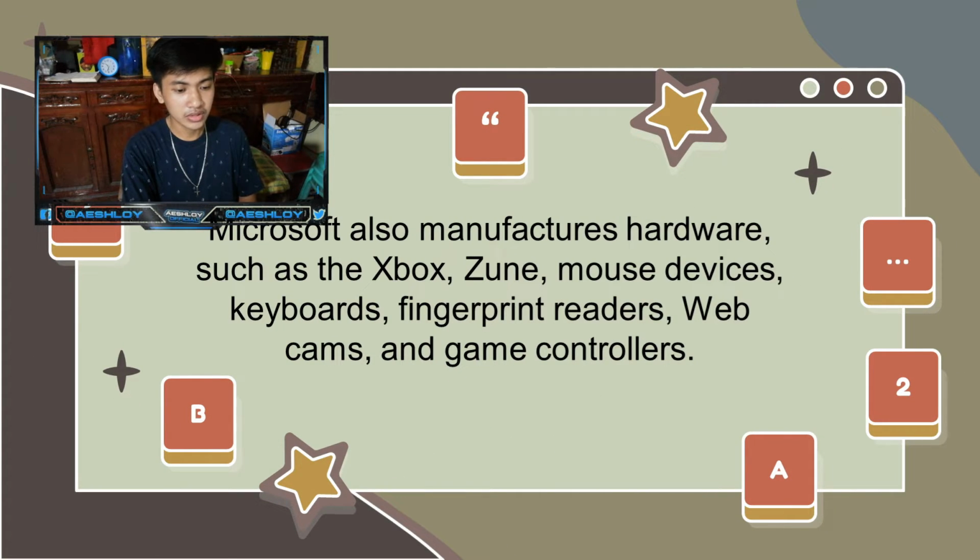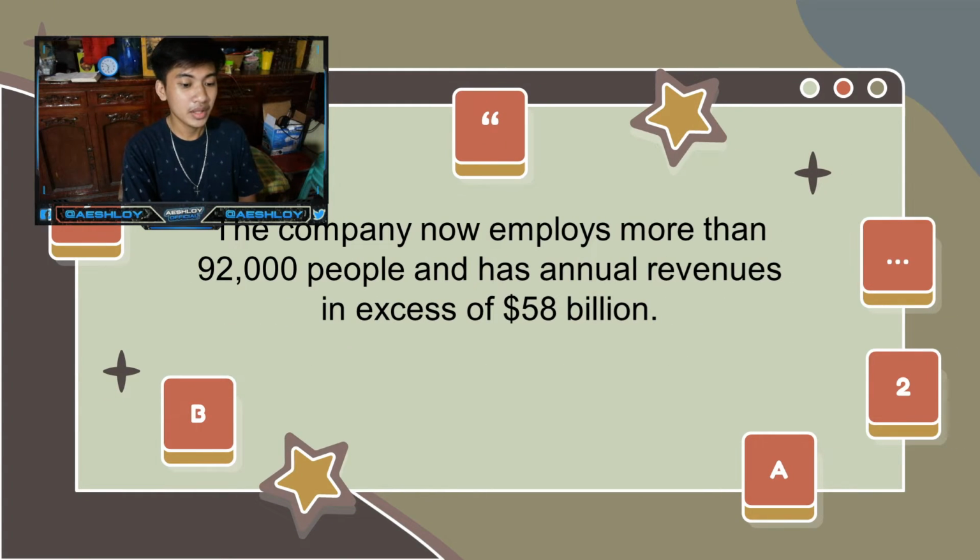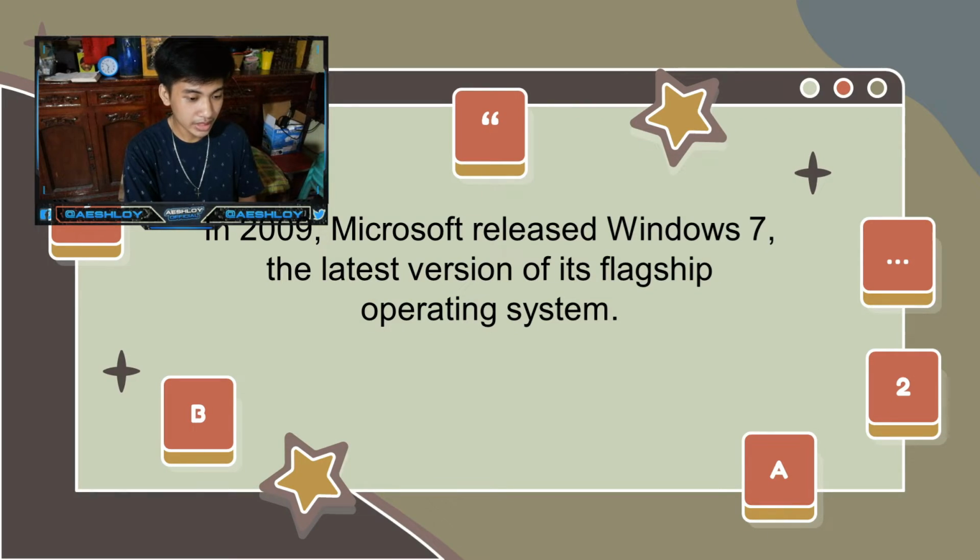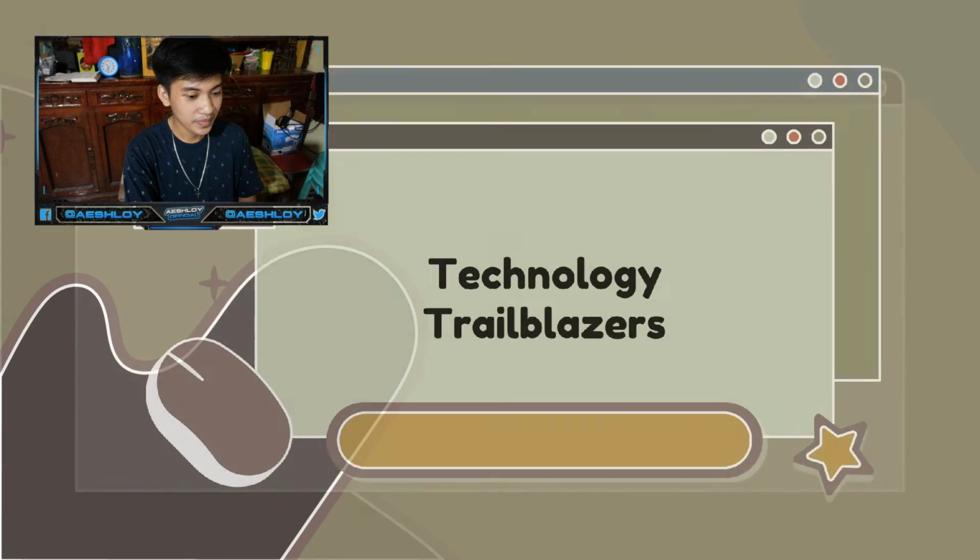Microsoft also manufactures hardware such as the Xbox, Zune, mouse devices, keyboards, fingerprint readers, webcams, and game controllers. And the company now employs more than 92,000 people and has annual revenues in excess of $58 billion. In 2009, Microsoft released Windows 7, the latest version of its flagship operating system.